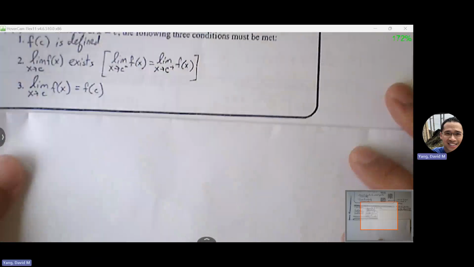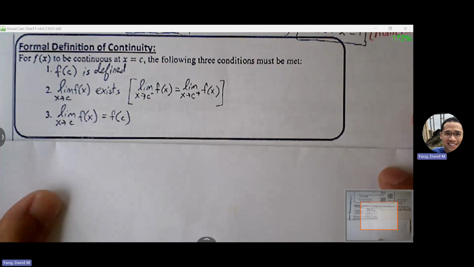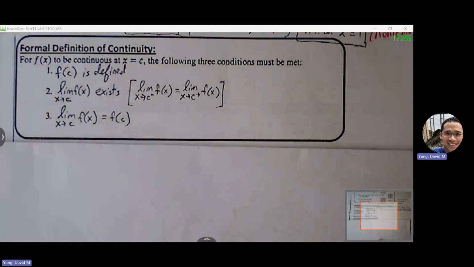Okay, moving into a formal definition for continuity. Have you guys write this down? So we know that if a graph is going to be continuous, it just means that we can sketch through the graph without lifting our pen or pencil. It's easy to recognize visually.